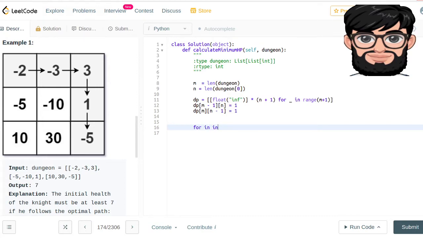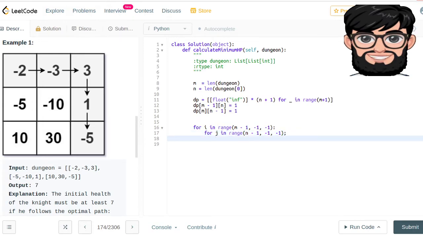For i in range of m minus 1, and because as I said we're going bottom up, we're going up to -1 in the opposite direction. And for j in the range of n minus 1, minus 1, minus 1. Again, starting from n minus 1, we're going all the way up to less than -1, going in the opposite direction.